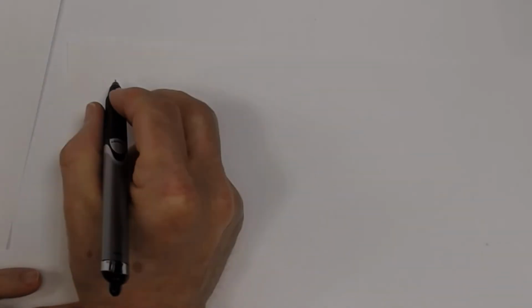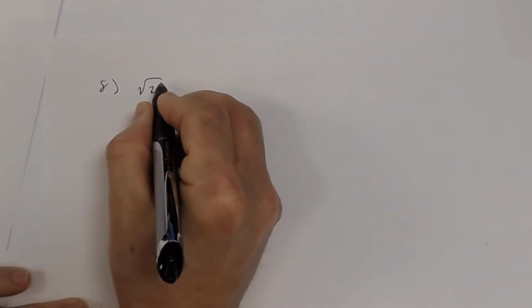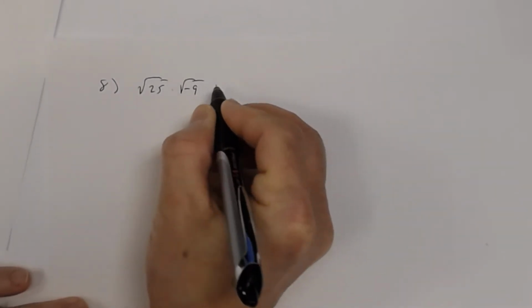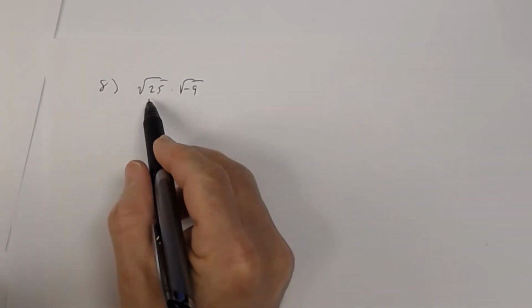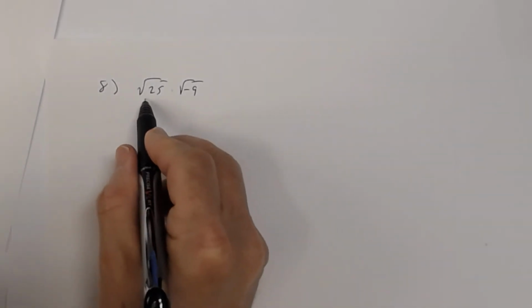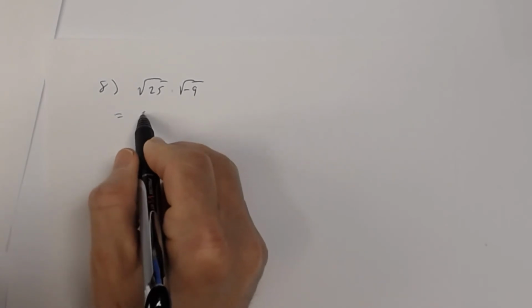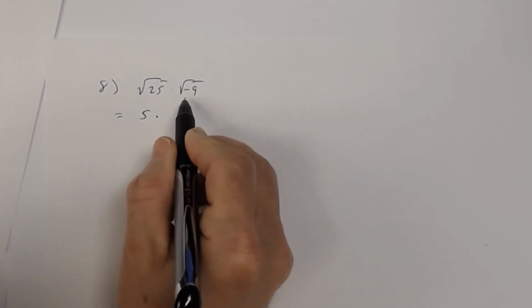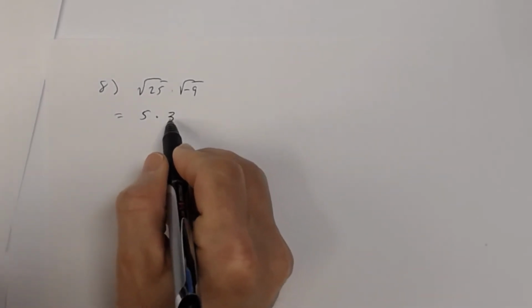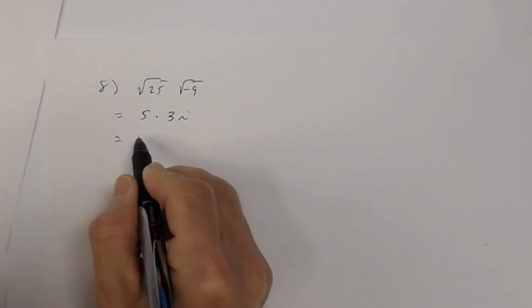Okay, let's look at number 8. So for number 8, we have the square root of 25 times the square root of negative 9. And so we simplify each one first. I'm going to go ahead and do the work here. So the square root of 25 is 5 times, and then the square root of a negative 9, remember, is just 3i. So this is just 15i.